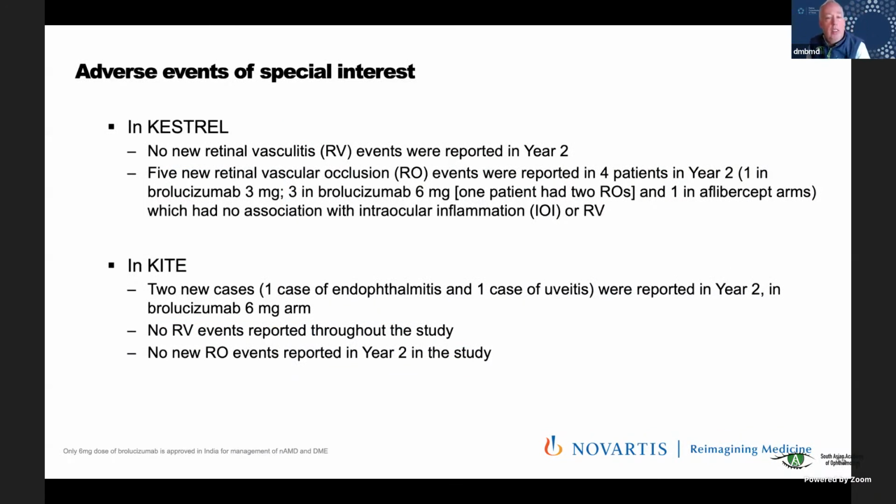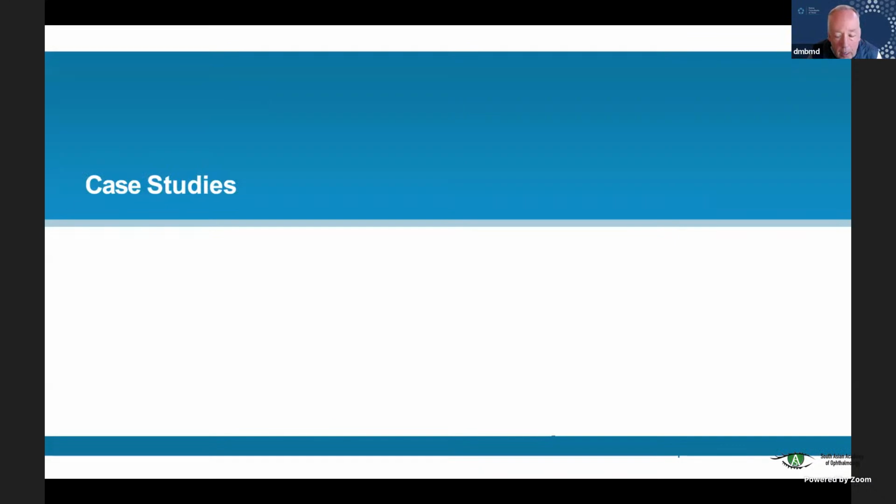Adverse events of special interest, as you know, in the AMD studies, in particular MERLIN, where we treated patients that had a lot of previous treatments and then treated them monthly, there was retinal vasculitis with inflammation, a low but real number. Here we saw no retinal vasculitis in Kestrel. There were 5 retinal vascular events, but these were not associated with intraocular inflammation. These were retinal vein occlusions or arterial occlusions like we might expect in a diabetic population. In Kite, there were 2 cases, 1 case of endophthalmitis and 1 case of uveitis in the brolucizumab 6 milligram arm.